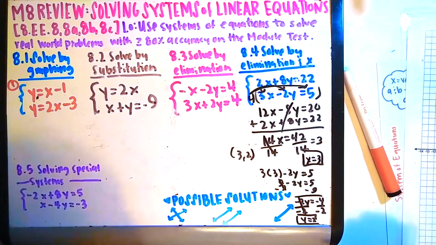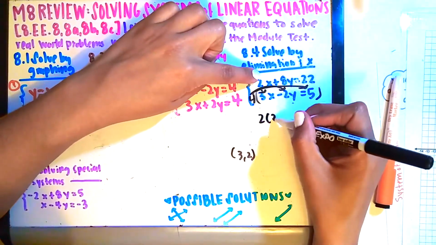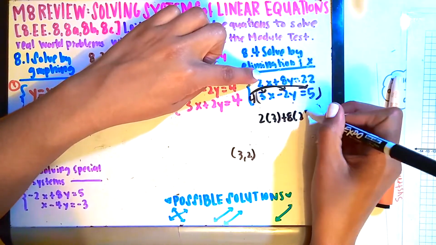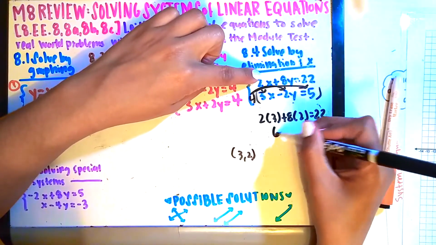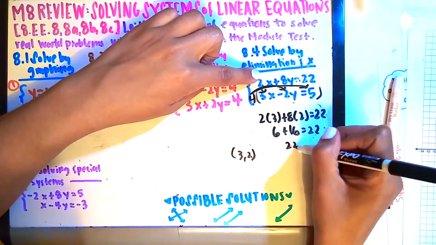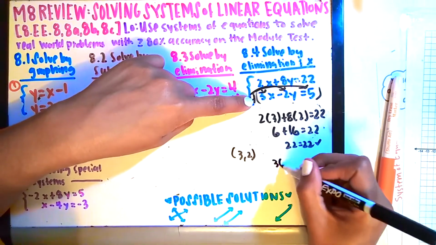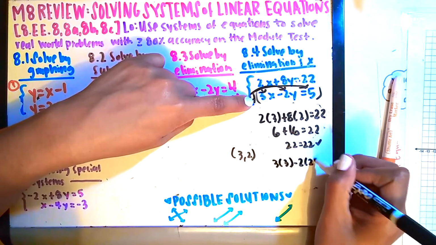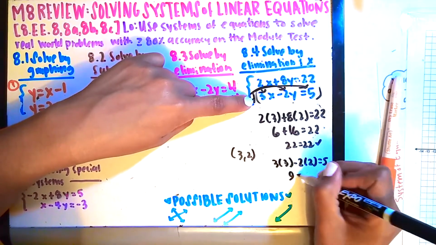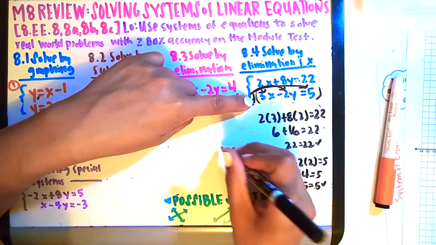And let's check to see if that's true. I have 2 times 3 plus 8 times 2, is that 22? I have 6 plus 16, is 16 plus 6, 22. Yep, so that one's right. And then over here, I have 3 times 3 minus 2 times 2 equals 5. So I have 9 minus 4, is that 5? 5 equals 5. Yep, so that one's right. Okay, so it's that point of intersection.